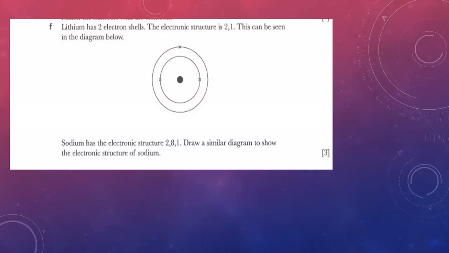As you go down the group, the boiling point decreases. Okay. What about the melting point? As you go down the group, the melting point, the same. Melting point and boiling point, when you go from up to down in group number 1, the values of these points decrease. Okay.